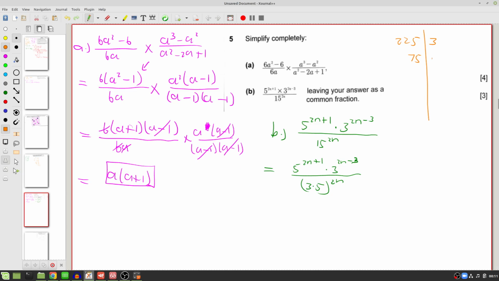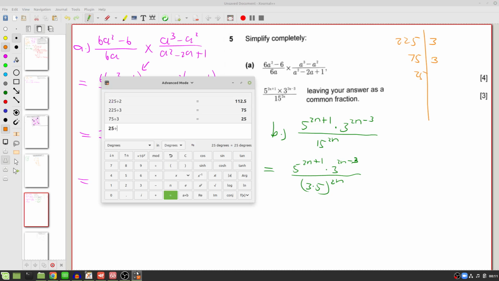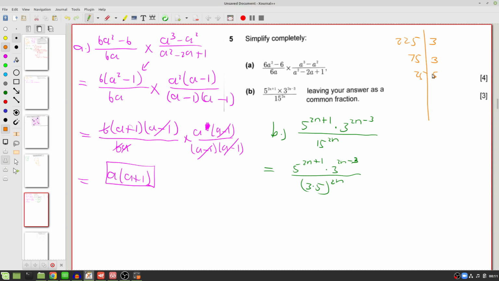Okay, so 3 can go into it again, we get 25. Can 3 go into that? No. Okay, so let me try. What's the next prime number after 3? 5, right? So 25. 5 can go into 25. Answer is 5, and then we see 5 can go into that again and leave us with 1. So now 225 we say can be rewritten as this: 3 times 3 times 5 times 5. And 3 times 3 is 3 squared, and 5 times 5 is 5 squared. So this is how we do the prime factorization.